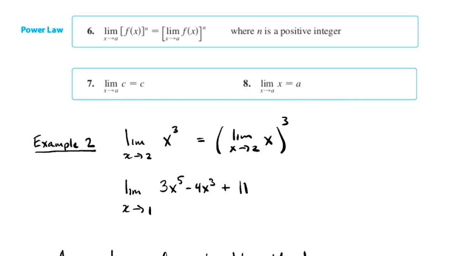That's the power law. The limit as x approaches 2 of x is 2. That's what the 8th property up there says. So we should take 2 and cube it. That is, we should get 8. Any polynomial will work like this.